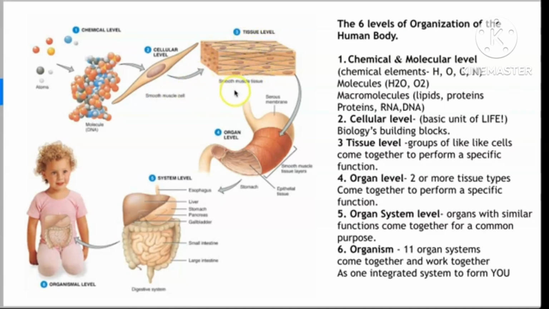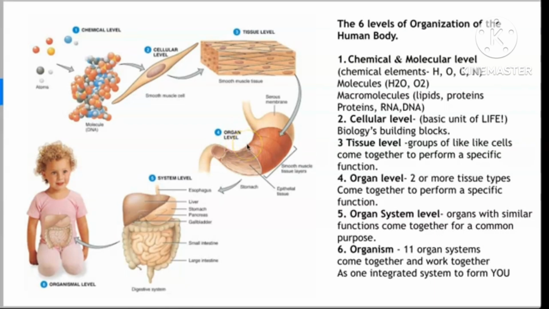So now we have a big collection of smooth muscle tissue, and we're going to combine different tissue types together, 2 or more tissue types, and they're going to form an organ. So here we have the stomach. Now the stomach is formed from smooth muscle tissue, and it's got other tissue types that we're going to talk about later that are going to make this whole organ. And here it is, the structure. This is an organ made up of 2 or more tissue types.